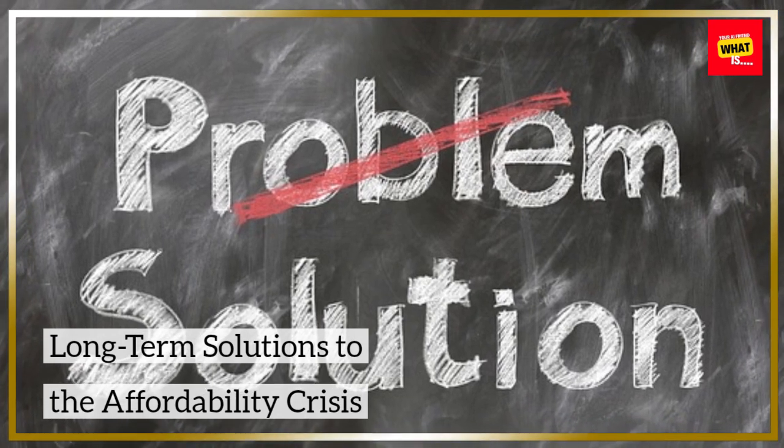Long-term solutions to the affordability crisis. Addressing the housing affordability crisis requires a multifaceted approach, including increased funding for affordable housing, revisions to zoning laws, wage increases, and the development of policies that promote equitable housing access for all. Comprehensive reform is necessary to ensure that everyone has access to safe and affordable housing.